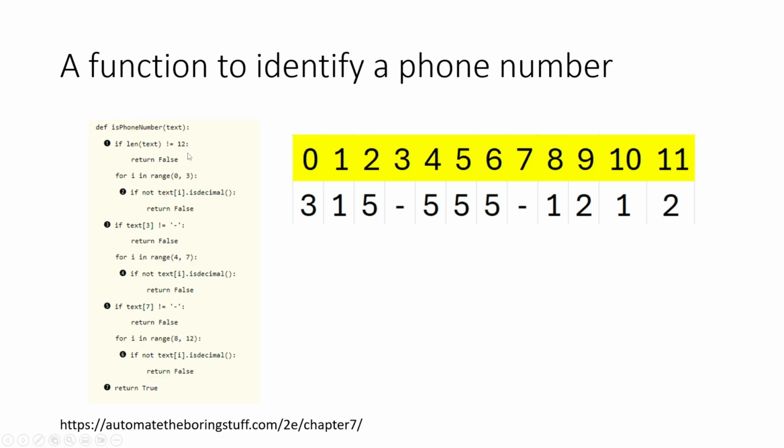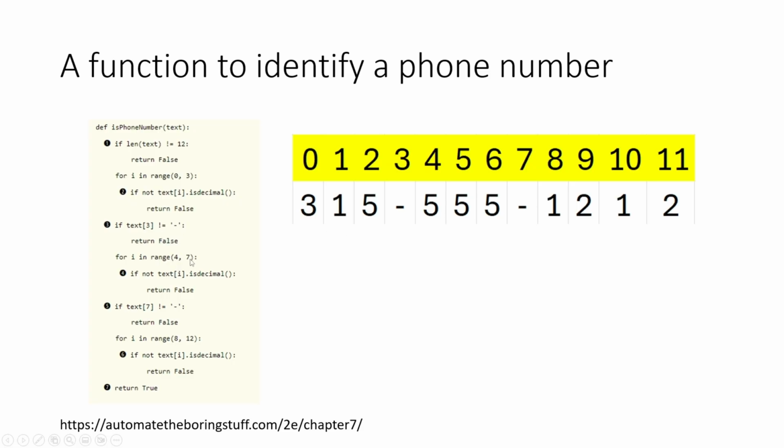and the function would be, we can do the length to verify it's less than 12. If it's less than or equal to 12, we're going to return false, saying it's not a phone number. Now we can do a check and look for the first three positions of a string, 0, 1, and 2, and confirm whether or not it's a number. Then the next step we can do is check position 3 right here and see if it's a dash.